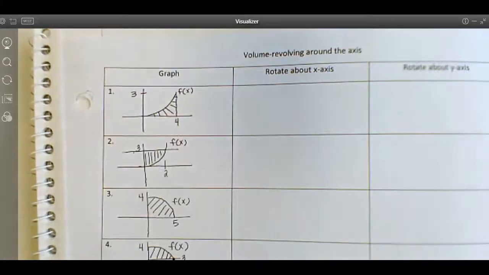Okay, so make sure you have watched the video that I have posted about finding the volume when you're rotating a region around the x-axis. We're going to practice a few problems about that, and then I'm going to show you how that relates to rotating a region around the y-axis.